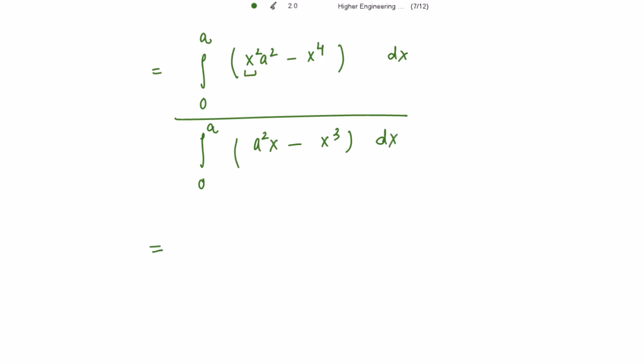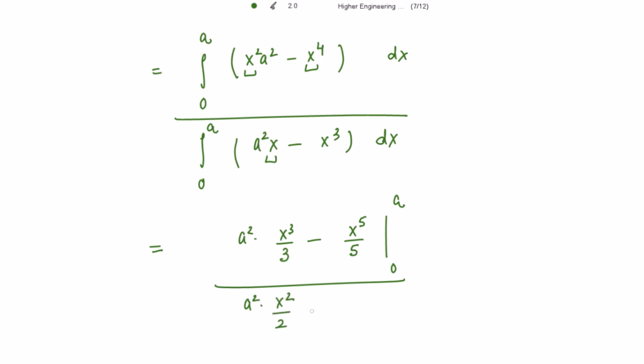Integrating x square with respect to x, we get a square into x cube divided by 3 minus, integrating this with respect to x, we get x to the power 5 divided by 5, and the limits from 0 to a. Similarly, in the denominator, we get a square into x square divided by 2 minus x to the power 4 divided by 4, and the limits from 0 to a. When we put the upper limit, we get a square into a cube divided by 3, that becomes a to the power 5 divided by 3 minus a to the power 5 divided by 5. Putting the lower limit, we get 0.